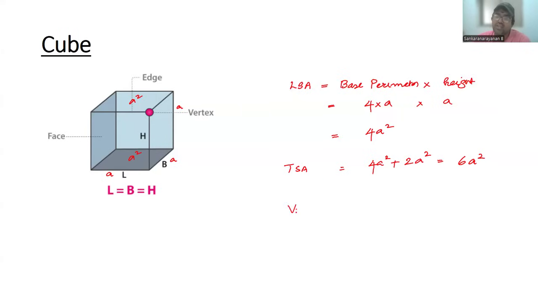Okay. Now what about the volume? Volume is nothing but base area into height. Base area, you know, is A square, so it is A square into height. Height is again A. So I can say the volume of this cube will be A cubed. And also, if I want to find the length of the longest diagonal, its length will be root 3 times A, root 3 into A. You may keep a note of the same.